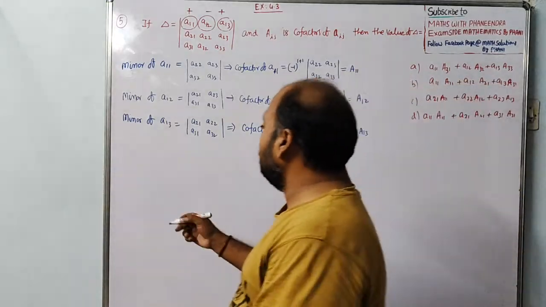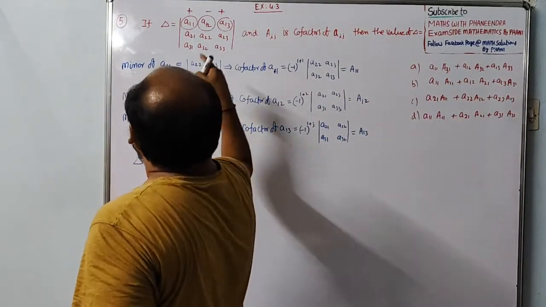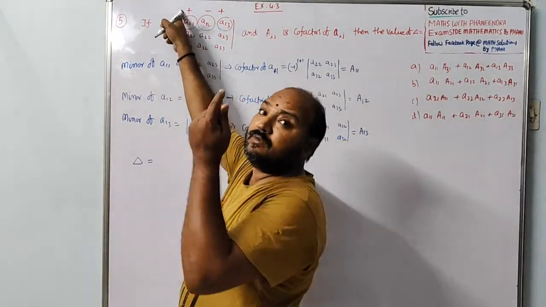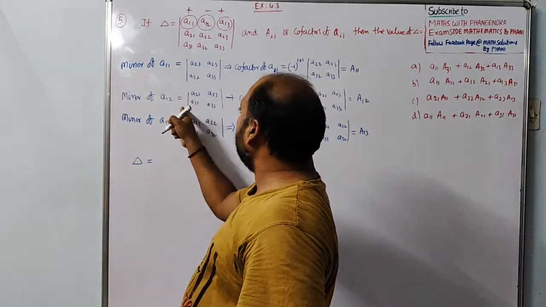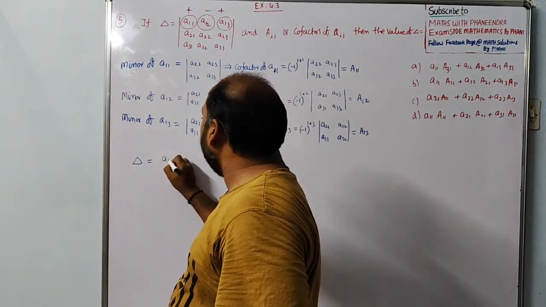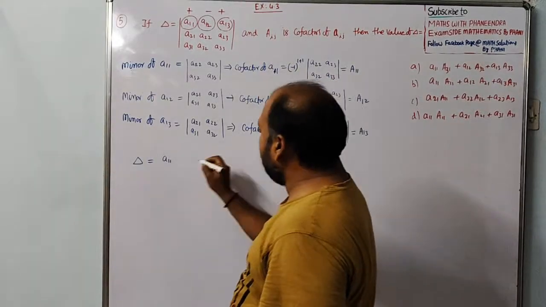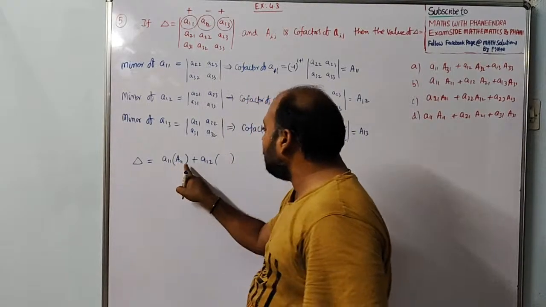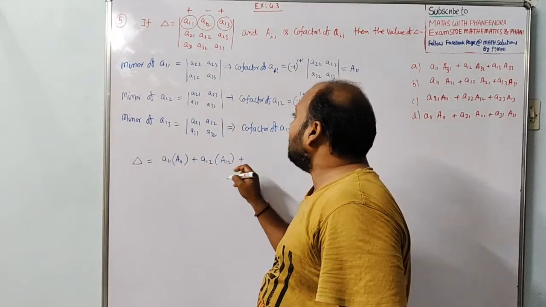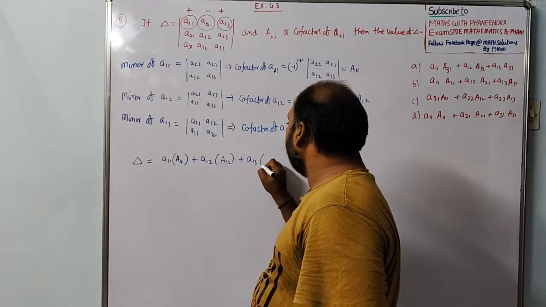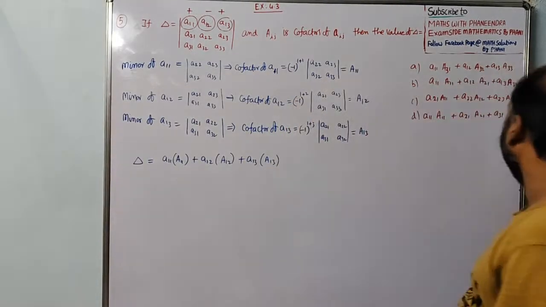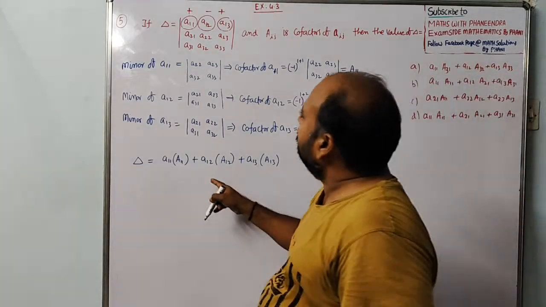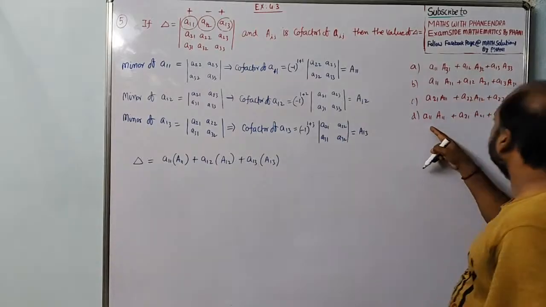So what is the definition of determinant? The elements which are in the first row multiply with their cofactors. So A11, what is cofactor of A11? Capital A11. Plus A12, what is cofactor of A12? Capital A12. Plus A13, capital A13. Where it will be? According to this, it is given answer.